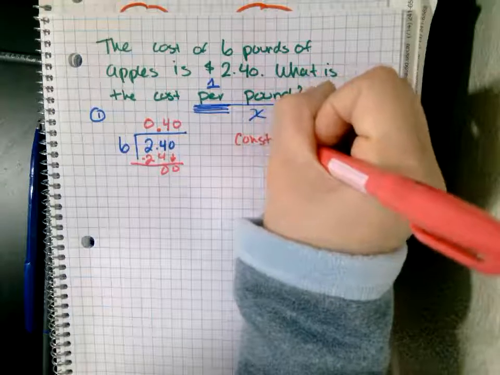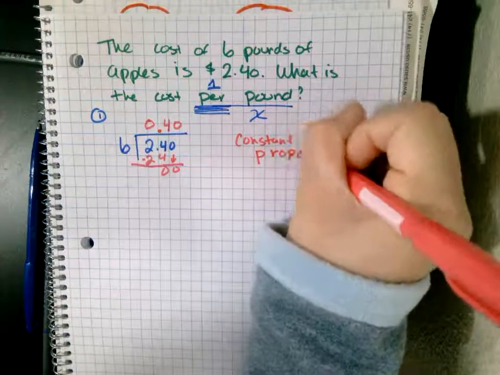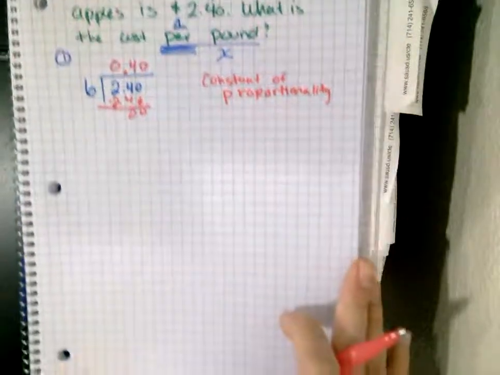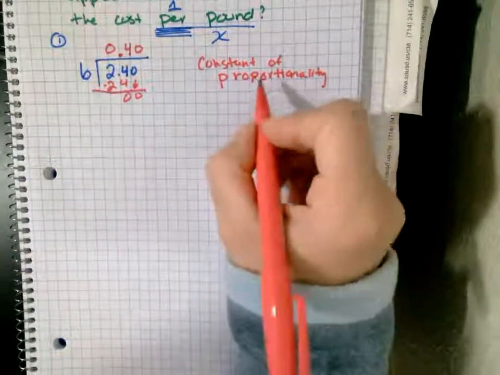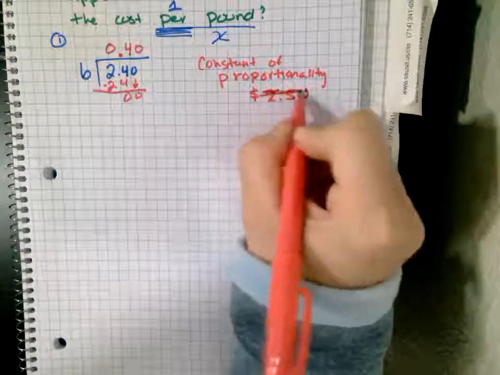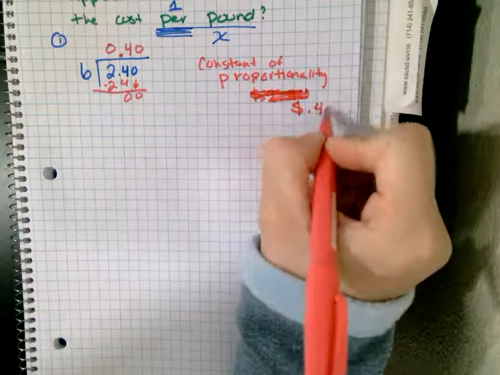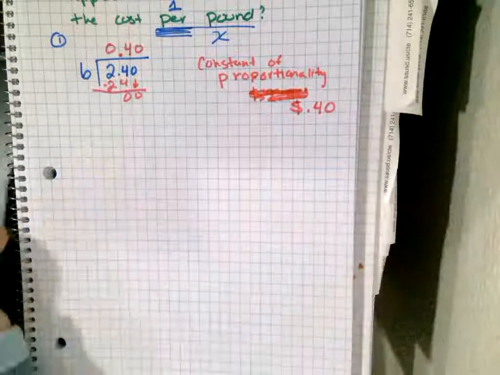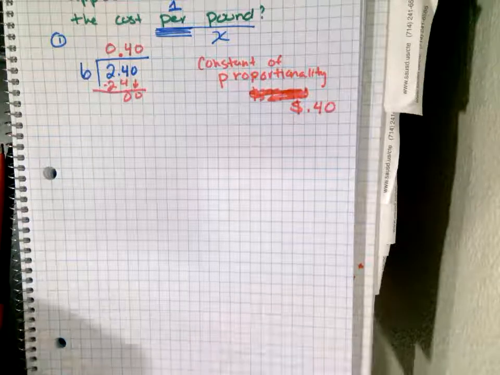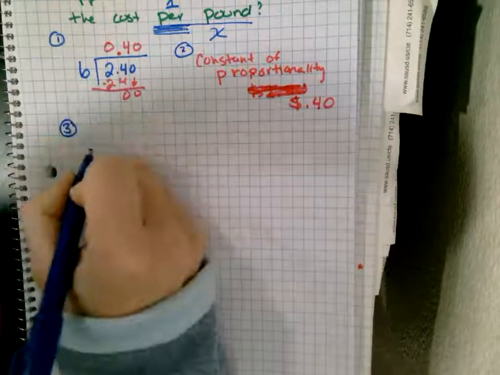Okay. The constant of proportionality. If you know how to spell proportionality now, good job. The constant of proportionality is equal to 40 cents. Okay? The constant of proportionality is equal to 40 cents. All right? Now, this is the second thing you need to do. And then the third thing for today is to create a table.